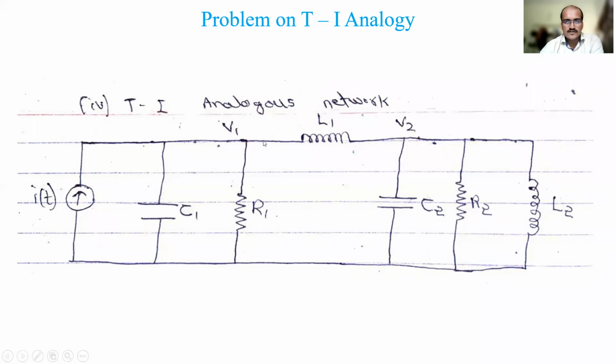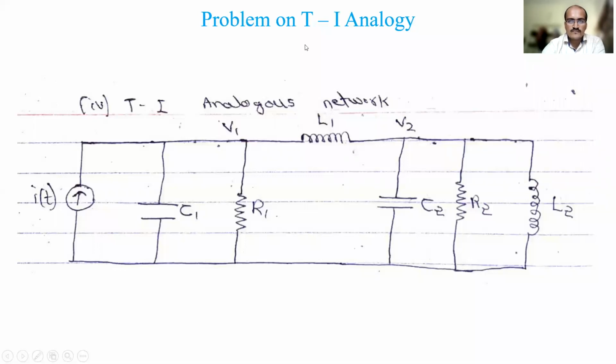Between V1 and V2, that is theta 1 and theta 2, you had K1, which in the electrical network is L1. Then at theta 2, 3 elements were connected. So now it becomes V2, J2 plus C2, B2 plus R2, and K2 plus L2 will come. So this is your TI analogous network. Okay, so hope you have understood this. So this is about the TI analogy.